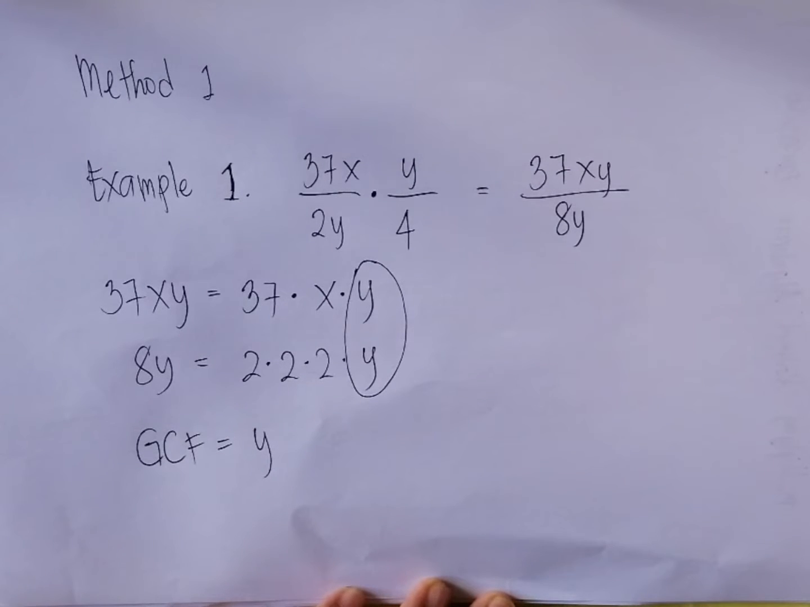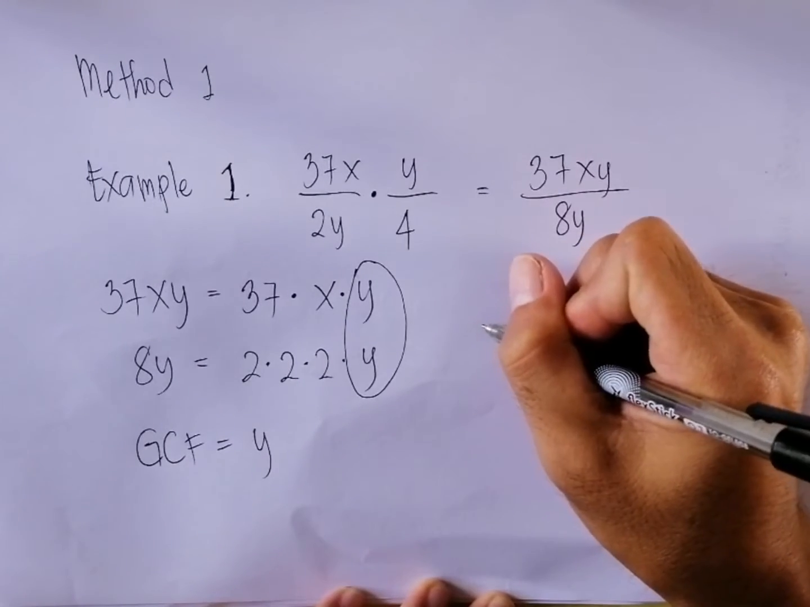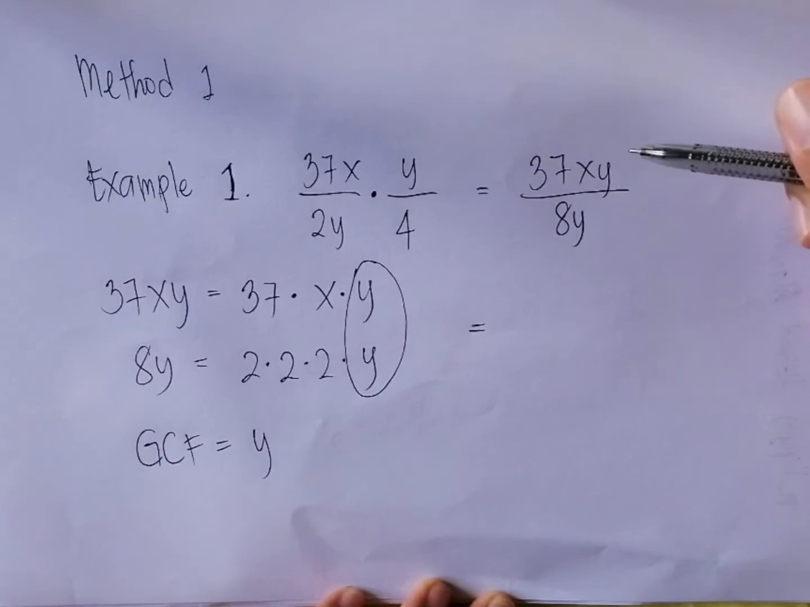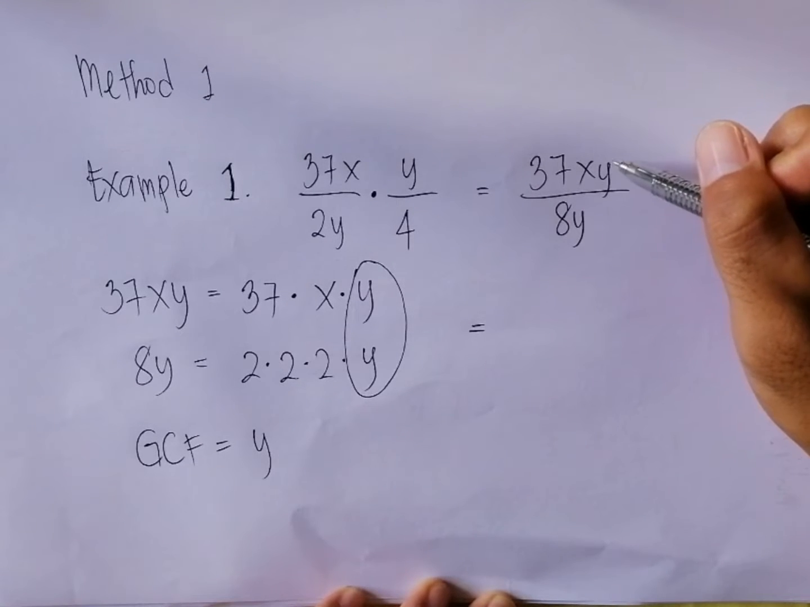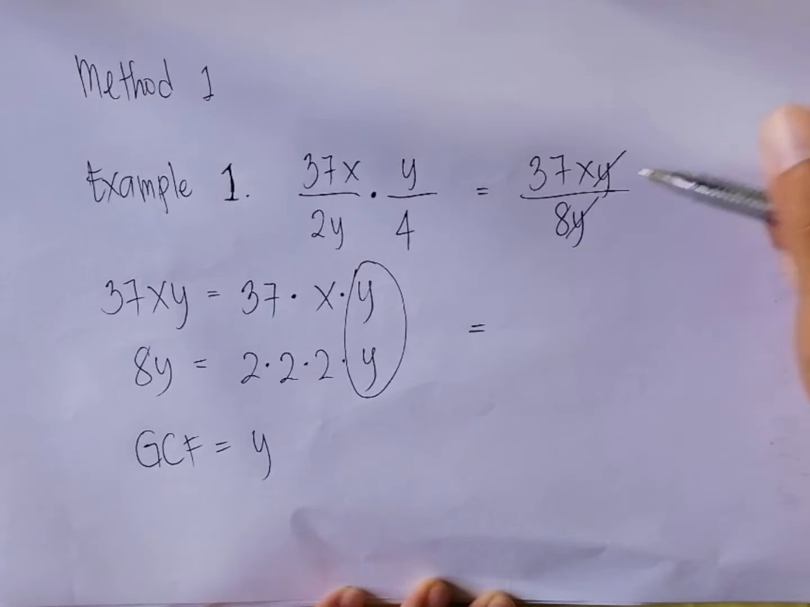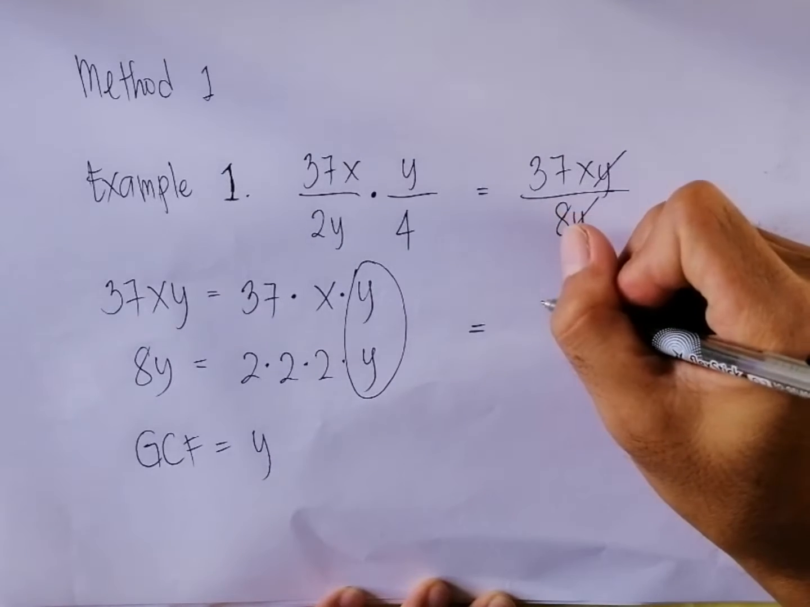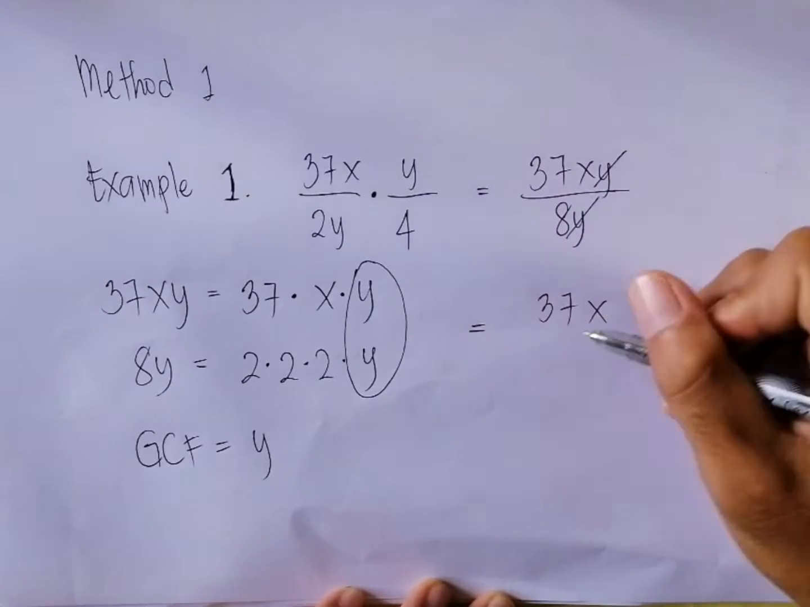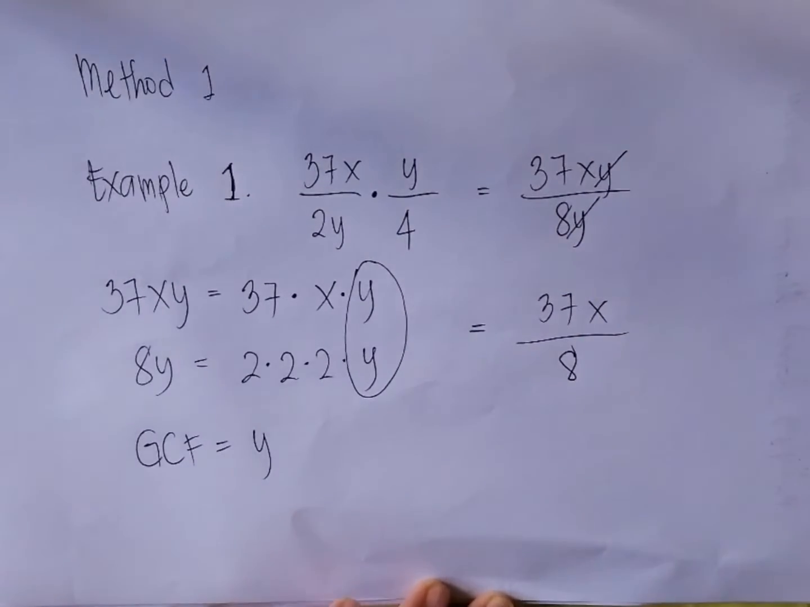Then divide out the GCMF of the product of numerators and denominators. So we have y divided by y, that is equal to 1. So the product in reduced form, or the answer, is 37x over 8.